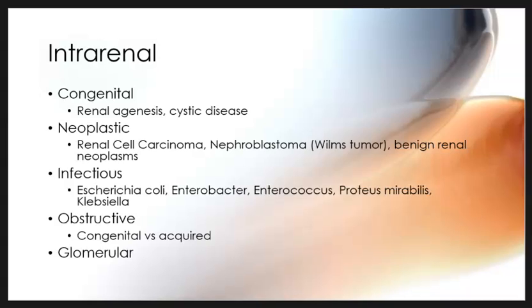Congenital is where one or both kidneys did not properly develop. They may be identified at birth or manifest later in life. Renal agenesis and cystic disease are both common examples of congenital diseases.